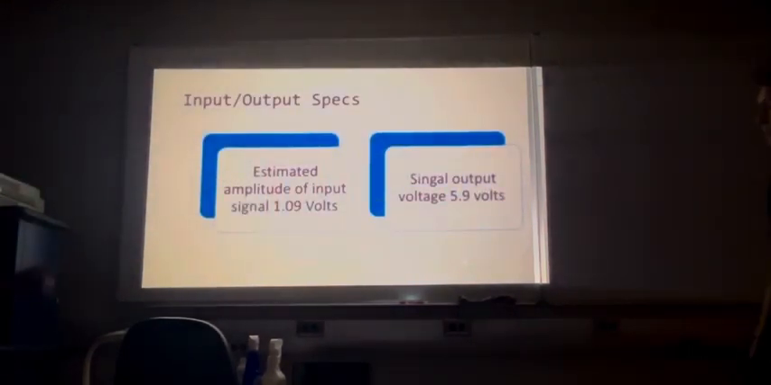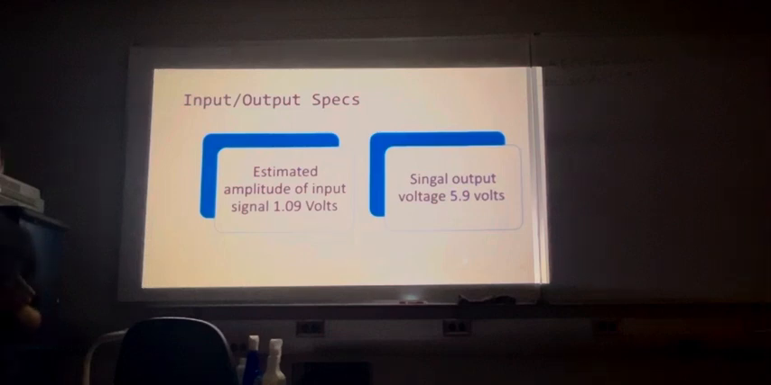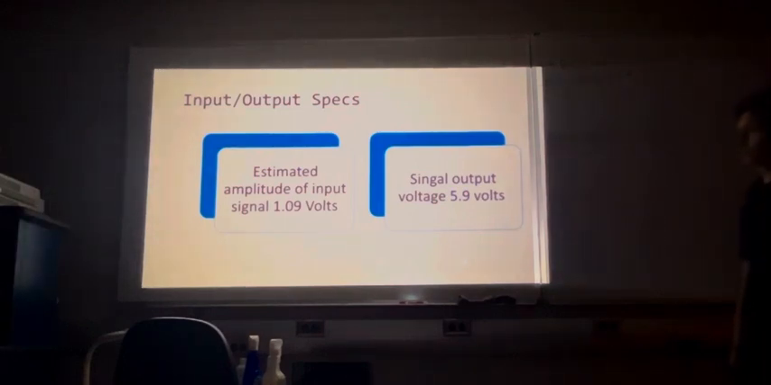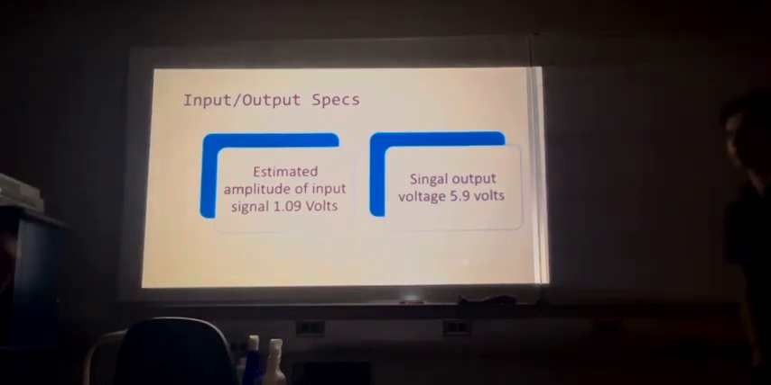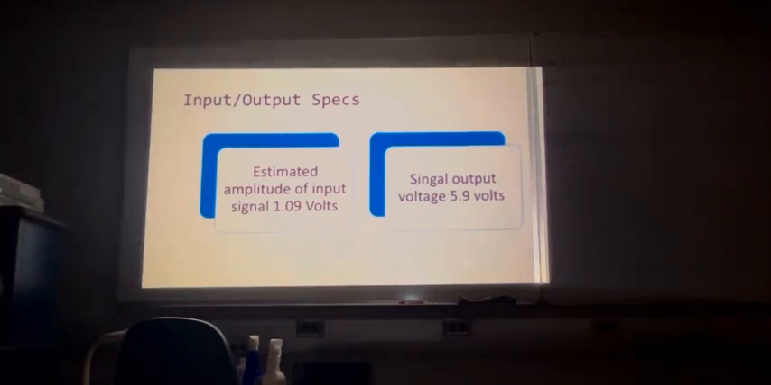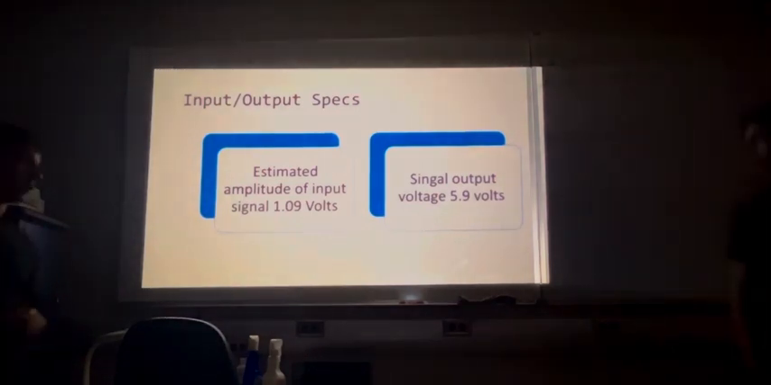All right, so now input-output specs. The input to the circuit is going to be a computer headphone output. This is going to be estimated around 1.09 volts. Now, when we calculated in LTSpice the output of that simulation, we got 5.9 volts. Now, that's a bit high. We've got to adapt that to get that a bit lower so we don't oversaturate any of the op amps. But that's where we're at for now.